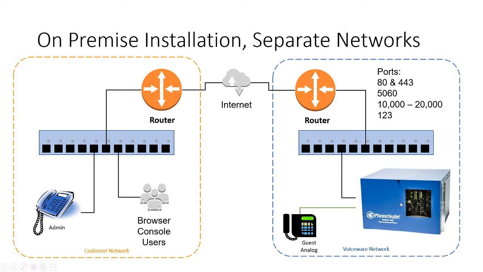The phone is going to need ports 5060 and the 10,000 to 20,000 range. And also for time updates, port 123 will need to be open. And these ports need to be open in this router here for access from the customer's network and possibly from the Phonesuite network and your office network as well.